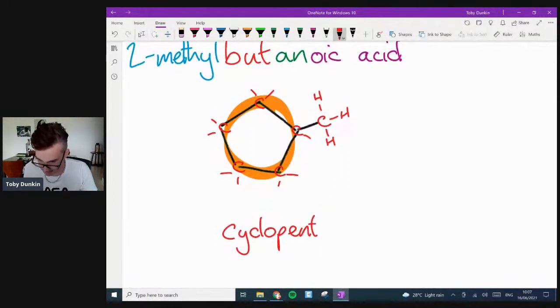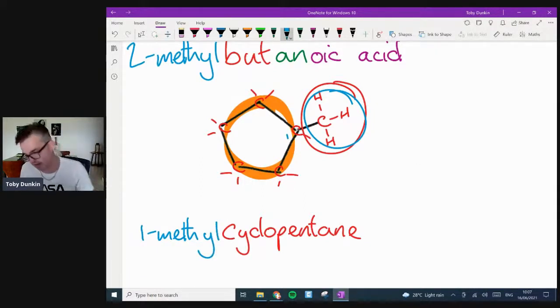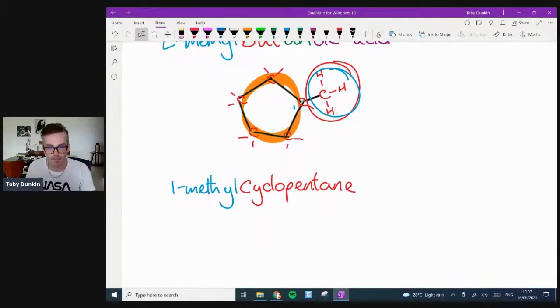So it's a pent. There are no double bonds, so it's an ane. There's no suffix anywhere. No ol, no oic. That's great. And now we have a branch, and that branch is just going to go on number 1. I'm going to call that number 1 because I can. 1 meth, and it's a branch, so it's an yl, and I'm done.